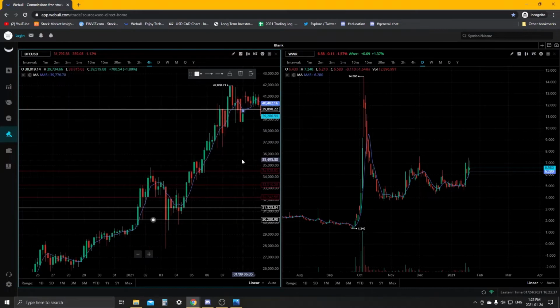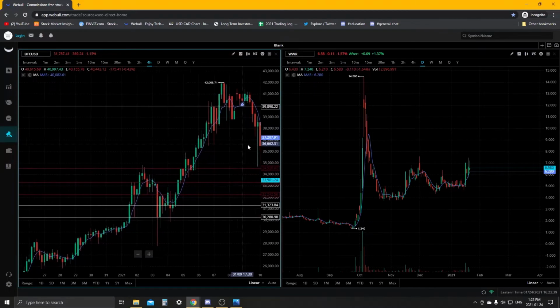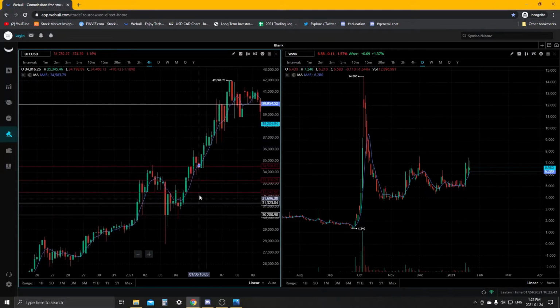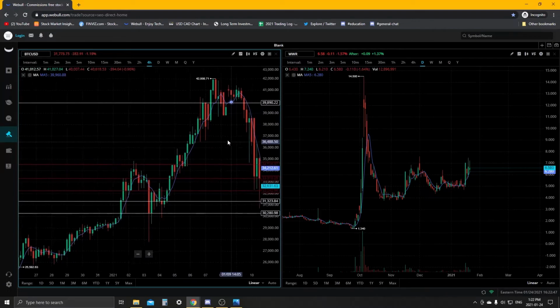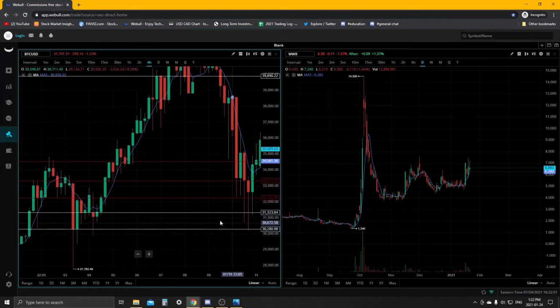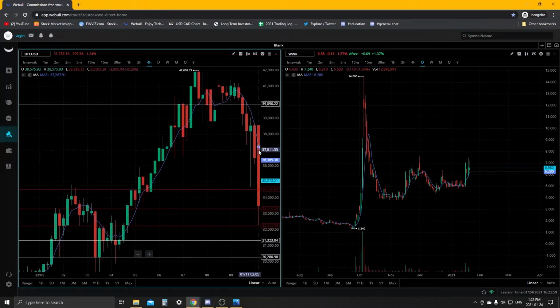Okay, so what ended up happening was it actually fell. I told him to get out and wait for 30. Around 32 to 30 is where you want to be buying this. So it actually went all the way down, and look at that, it just touched this perfectly. So my friend ended up getting it around 30, around here. So he got in around here. And then I said, well, how much can it go up?